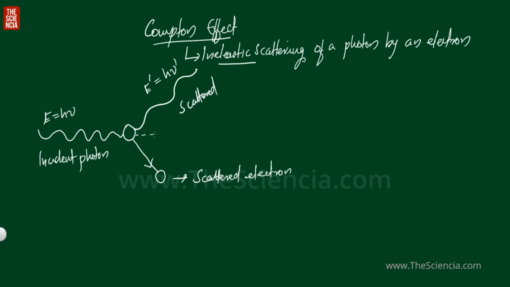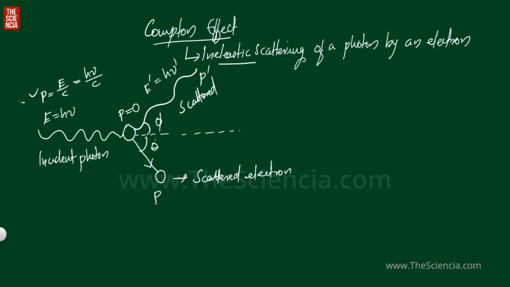And if we consider this is the x-axis, then the angle of the scattered photon is phi and the angle of the scattered electron is theta. And the incident photon will have some momentum, that is E by c, that is h nu by c. So this is the momentum of the incident photon, and similarly we can find the momentum of the scattered photon, that is p prime, and we can find the momentum of the electron. Here it is 0 and here it is p.